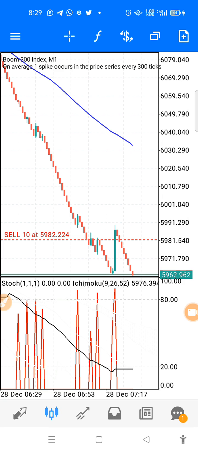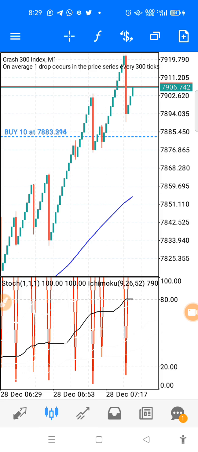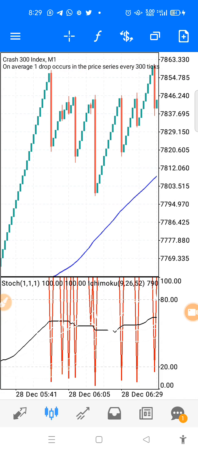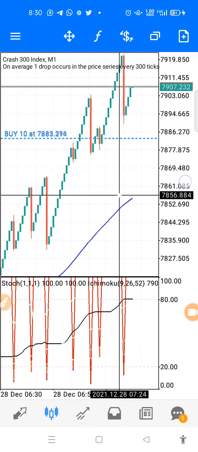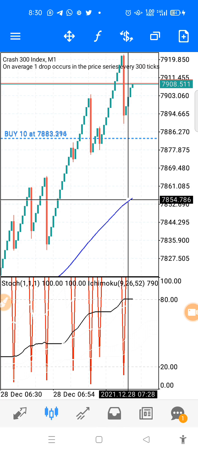Okay, let's go to the Crash 300. So now we are in Crash 300. Now for us to buy Crash, like I told you, you want to wait for the market to move towards the moving average. I said it with Boom, that you don't want to sell Boom at oversold level. That means you expect the market to first of all spike up, then the candle, the market will be closer to your 100 moving average. Then at that time you can trade.